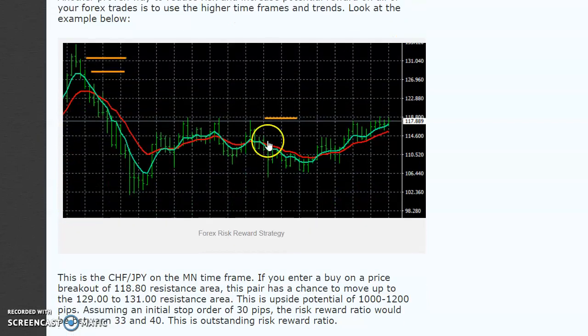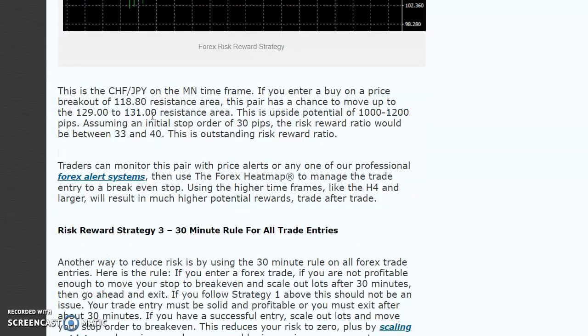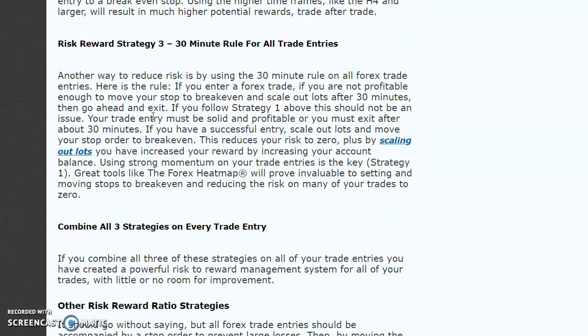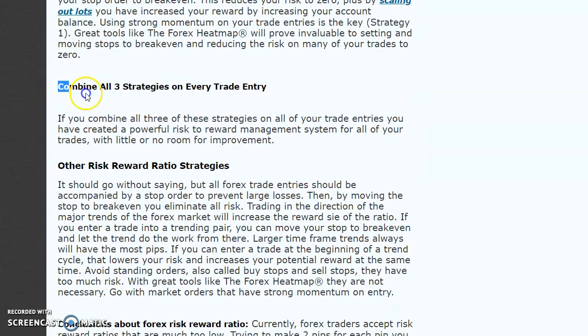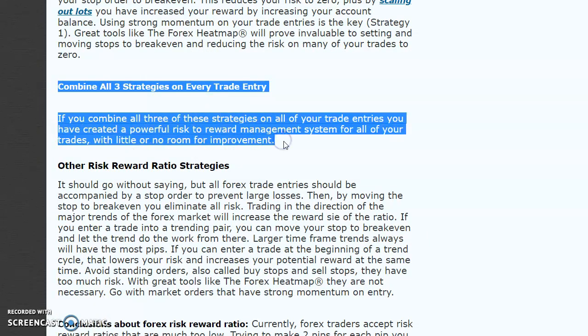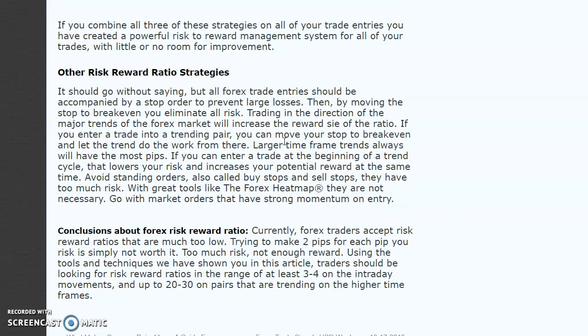And if you're trading, let's say the Swiss yen gives you a strong buy signal using the Forex Heatmap and it breaks out, you can set your stop to break even and you have a chance to make 1,000 pips or more on one trade entry. Stick with the higher time frames. So always combine all 3 strategies on every entry, all 3 of the strategies.